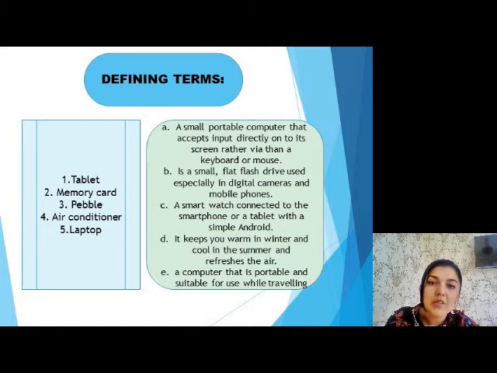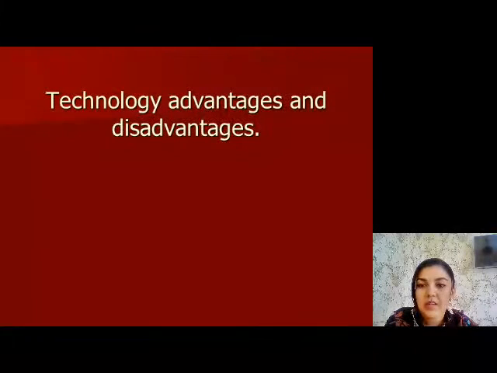A: a tablet is a small portable computer that accepts input directly on screen rather than via a keyboard or a mouse. Or B: a small flat flash drive used especially in digital cameras and mobile phones. Or a smartwatch connected to the smartphone or tablet with a simple Android. Or it keeps you warm in the winter and cool in the summer and refreshes the air. A computer that's portable and suitable for use while traveling. Please think about that. Then you will send your answers.